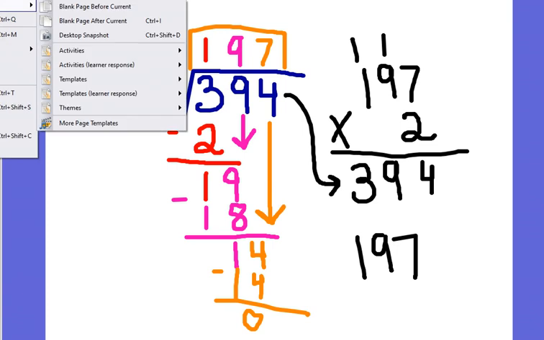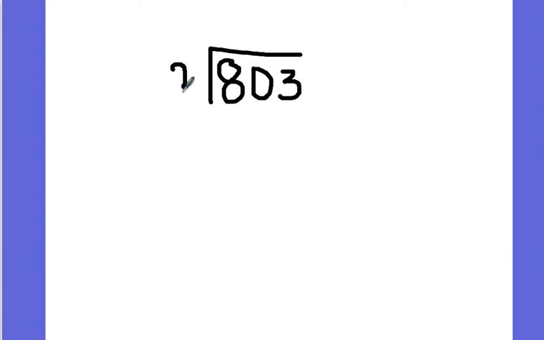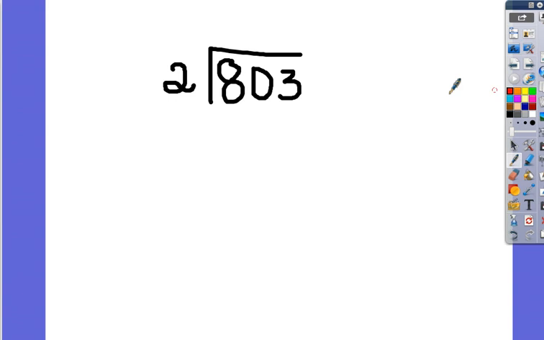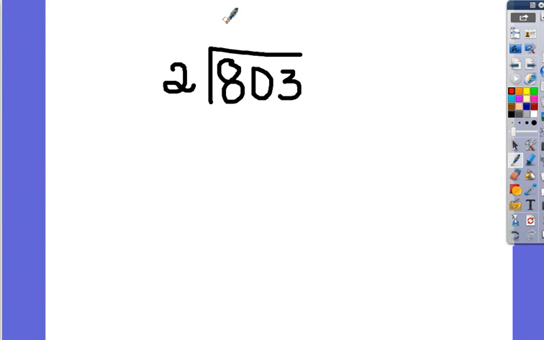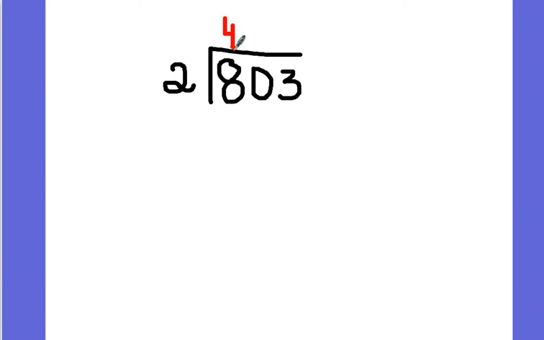Insert page after. Okay, so I have, what is it, 803 divided by 2. Alright, so let's work on my hundreds place first. 2 times what is 800? 2 times 400 is 800, so I'm just going to put it in the hundred spot.